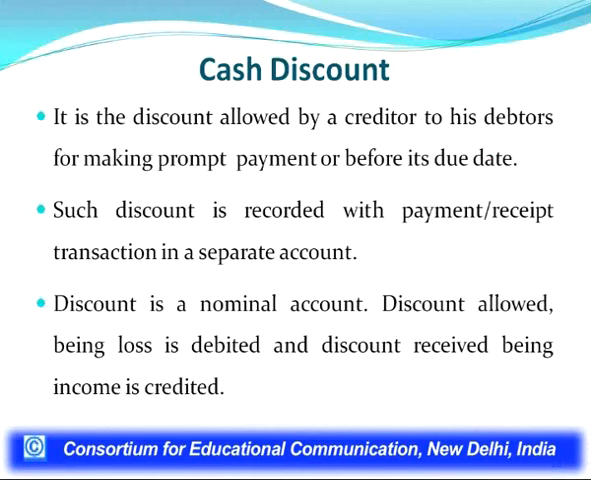This discount is recorded in a separate account. Some people may open the discount account only, while it is preferable to open two separate accounts, one discount allowed account and another discount received account. Discount allowed is a loss to the firm, so it is debited when discount is given by the firm to its debtors, while discount received account is a gain to the firm and gains are to be credited. So, discount received account is credited. Nowadays, two different accounts are used for recording the discount.